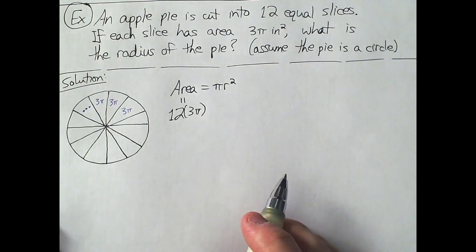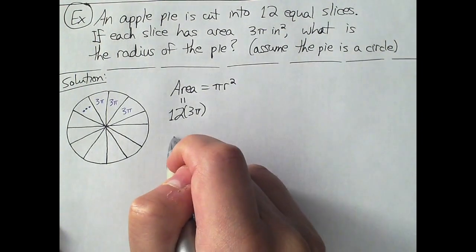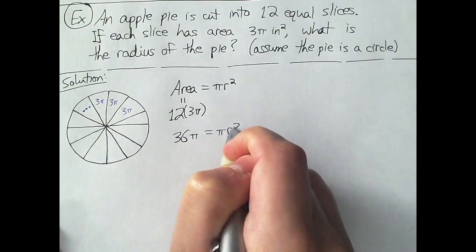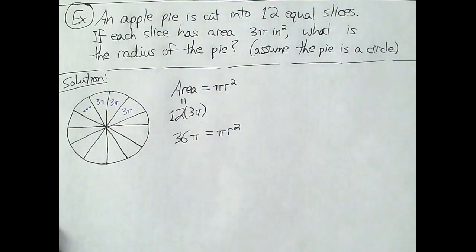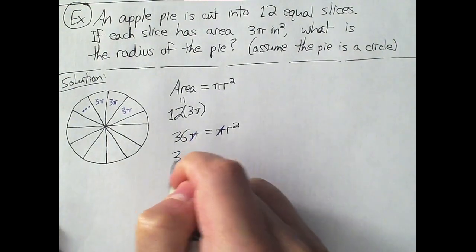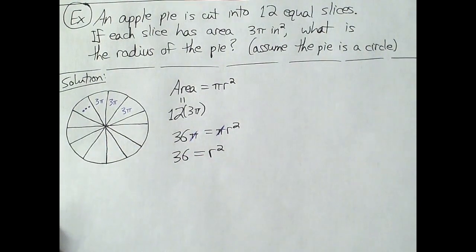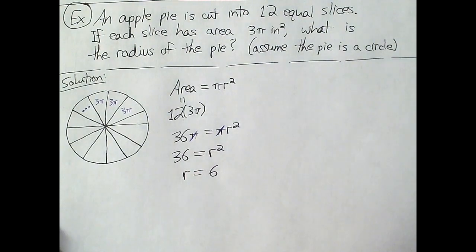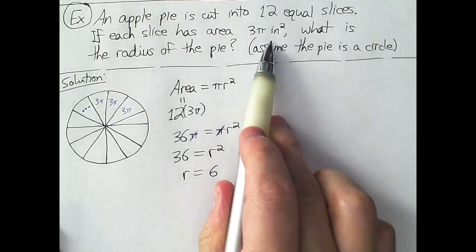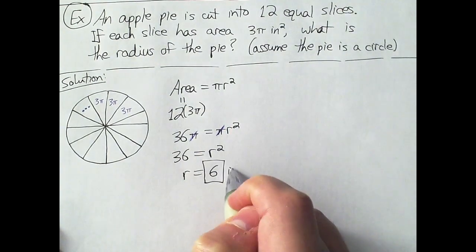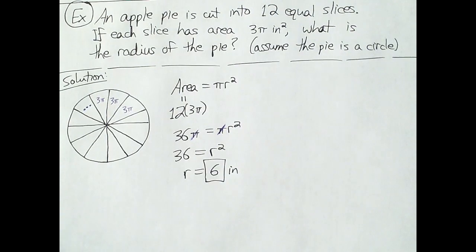So 12 times 3 is 36. So this is 36 pi equals pi r squared. Oh, we have pi on both sides. Let's cancel it out. Pi and pi cancel out. So 36 equals r squared. We're trying to solve for r, and I get r equals 6. And then I take a quick look at the problem to figure out what's the unit of measurement here. The lengths were measured in inches, so this is going to be 6 inches. That's the answer.